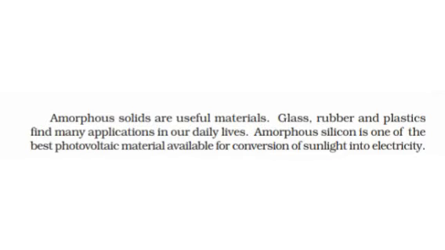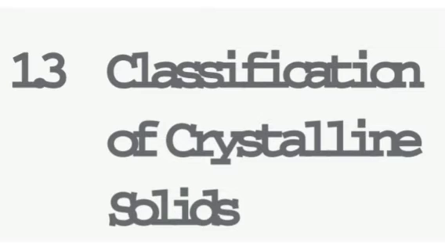Amorphous solids are useful materials. Glass, rubber, and plastics find many applications in our daily lives. Amorphous silicon is one of the best photovoltaic materials available for conversion of sunlight into electricity.